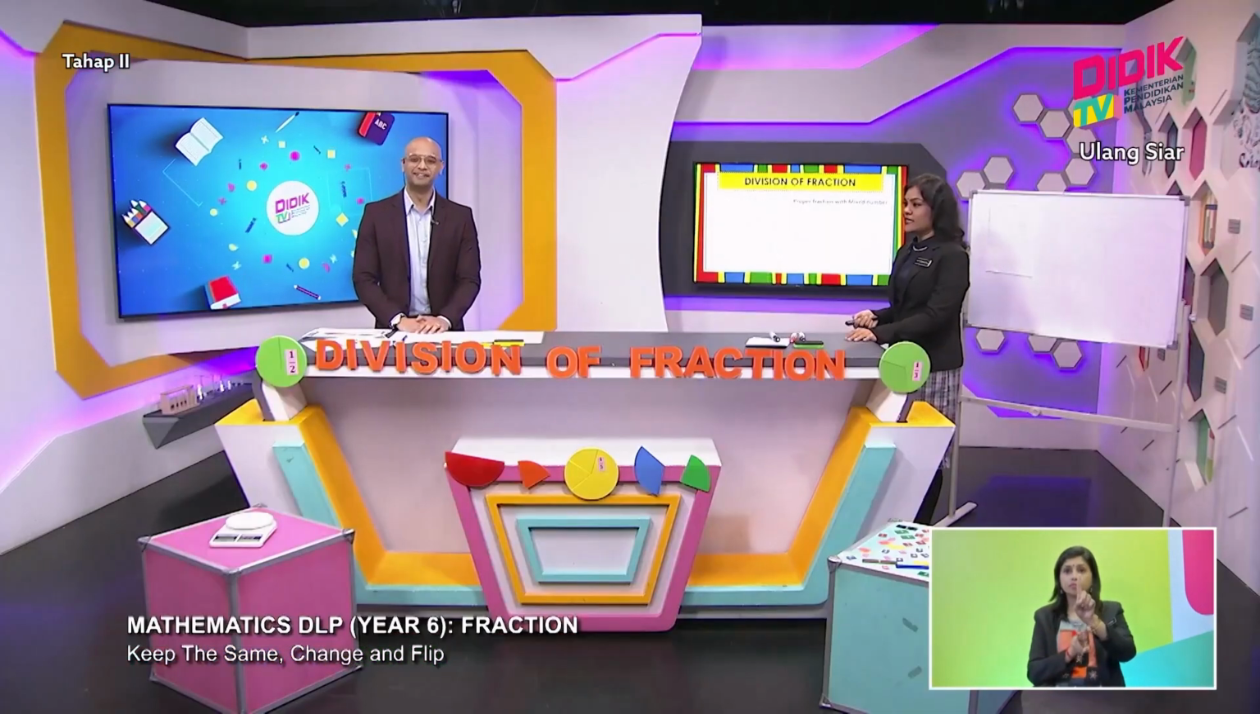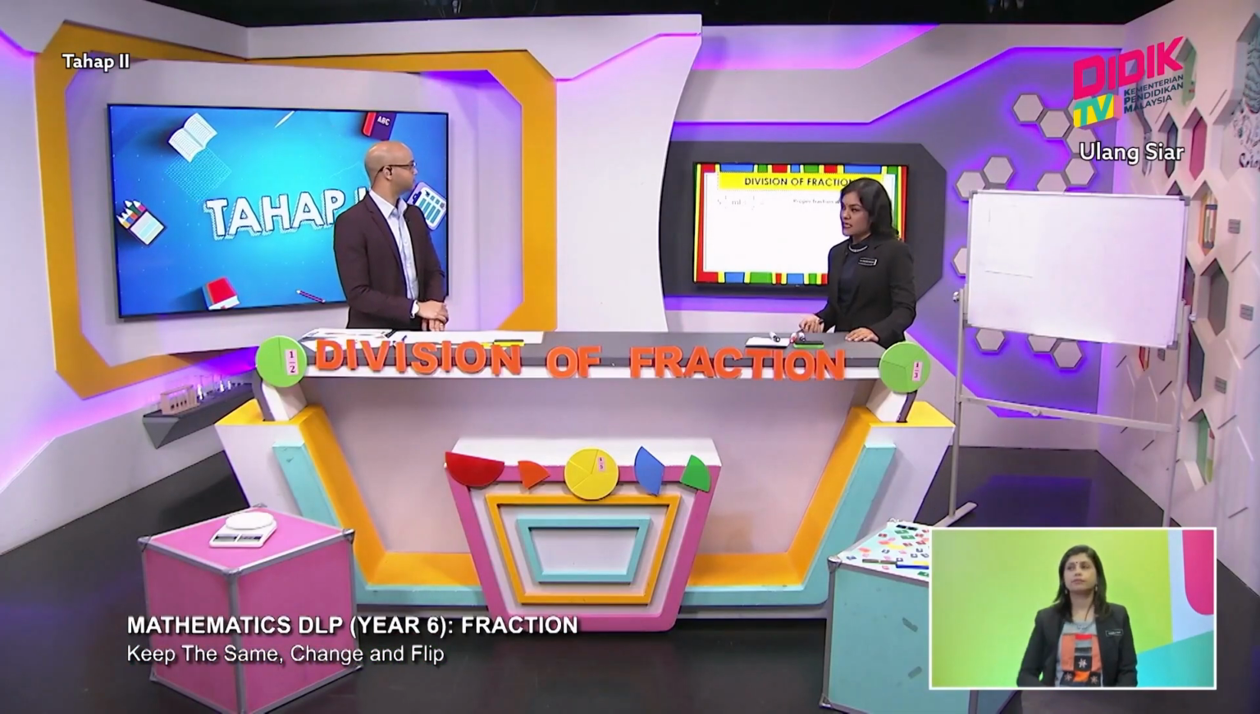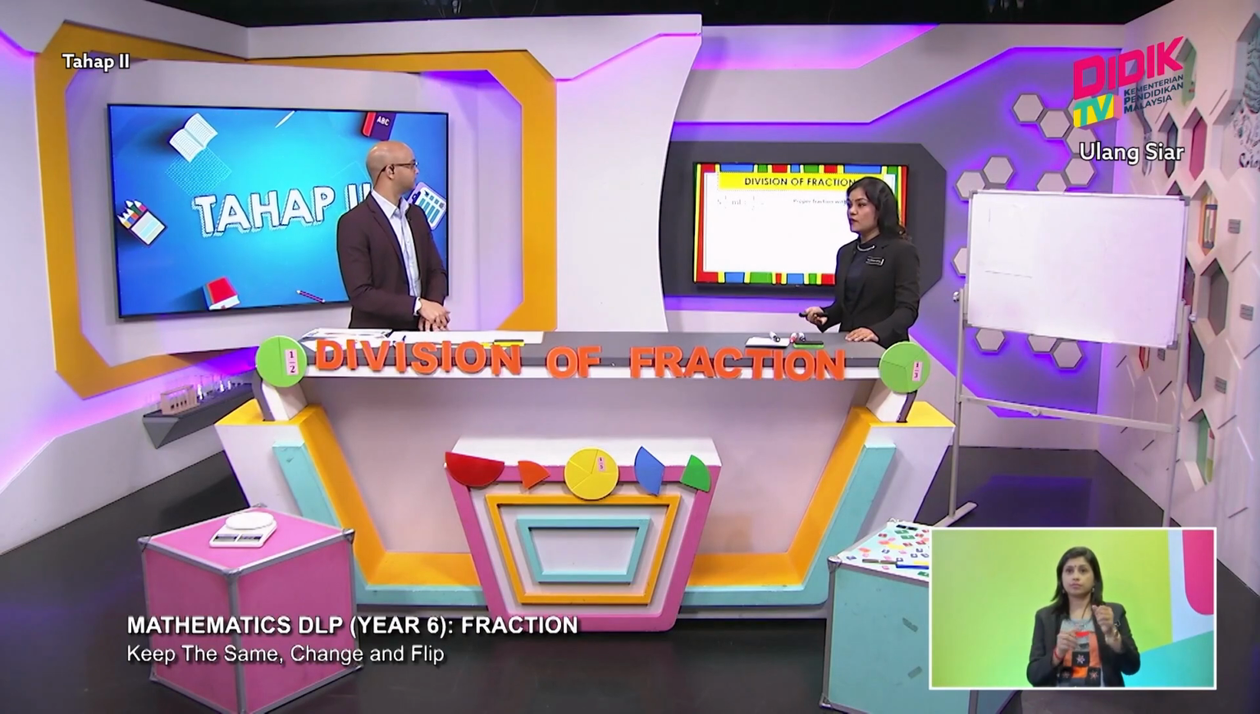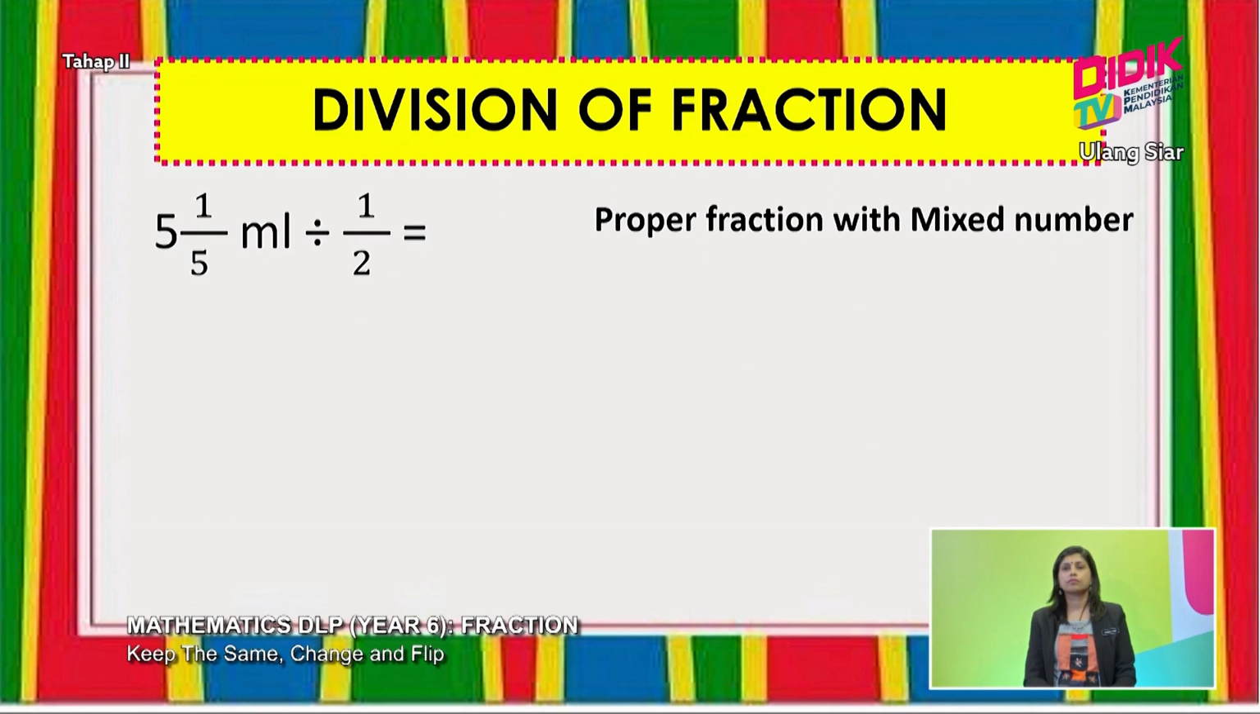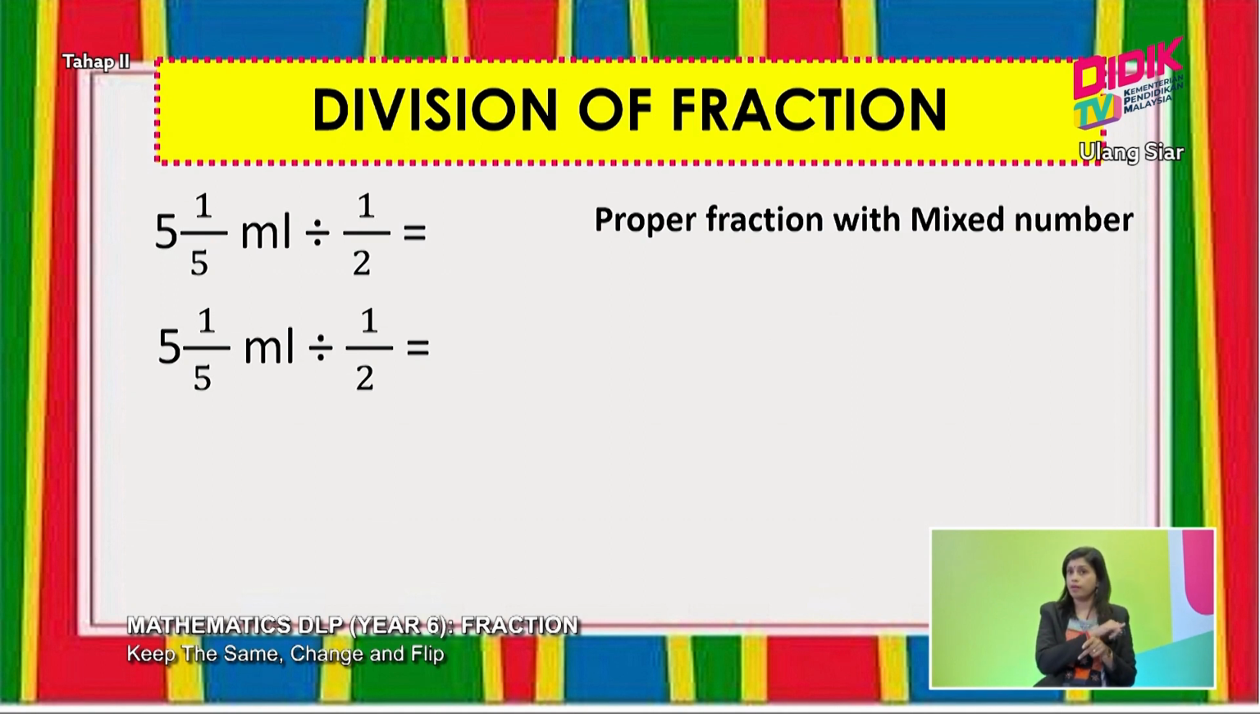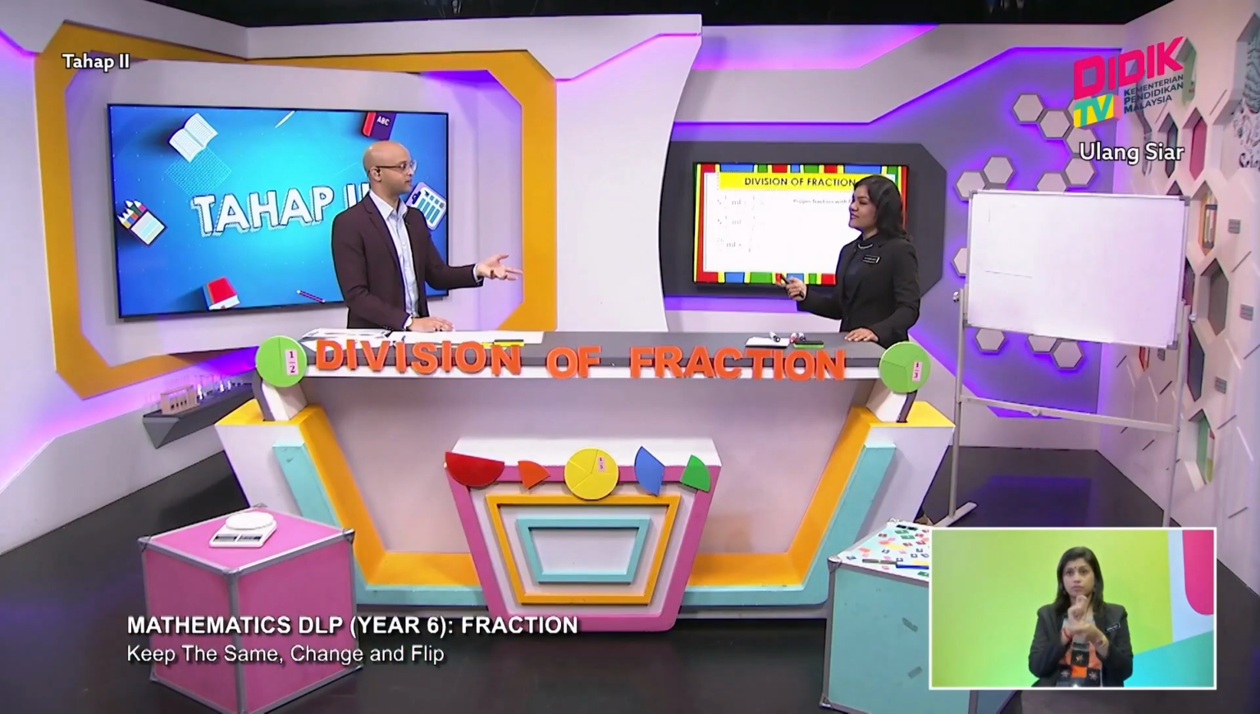Okay, the third example, a proper fraction with a mixed number. Can you see there, 5 1/5 milliliter is the mixed number, right? And then divide by half, that means a proper fraction. How to do it? Still the KCF. The first one we keep the same, the mixed number in milliliters, and then C we change the operation into multiplication, and the third one is flip, we inverse the divisor. You can see the denominator and numerator already inverted. I also notice now it's 26 over 5, meaning the mixed number was changed into an improper fraction. Yes, you're right.